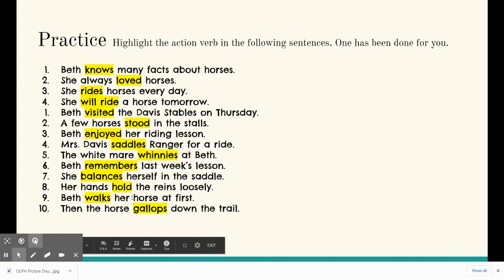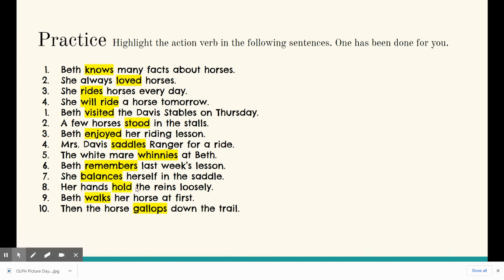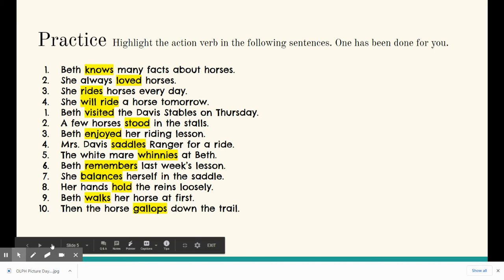I've gone ahead and fixed this one for you. Her hands hold the reins loosely. Hold is the verb that her hands did.